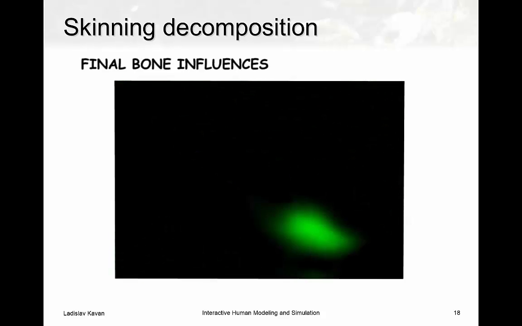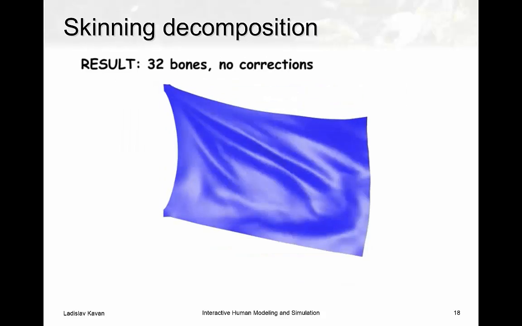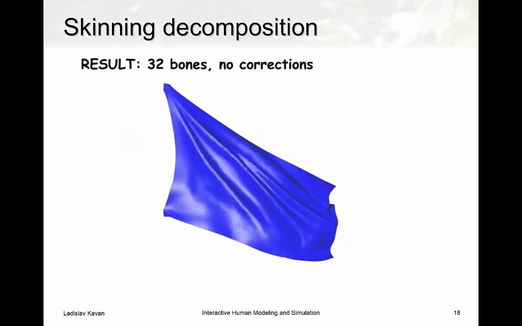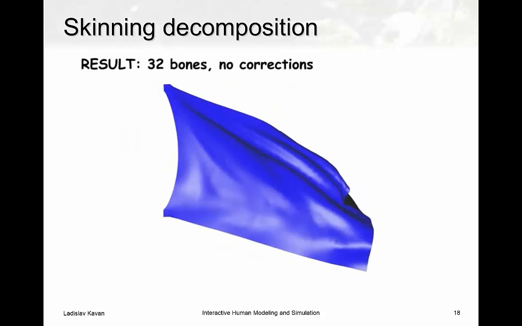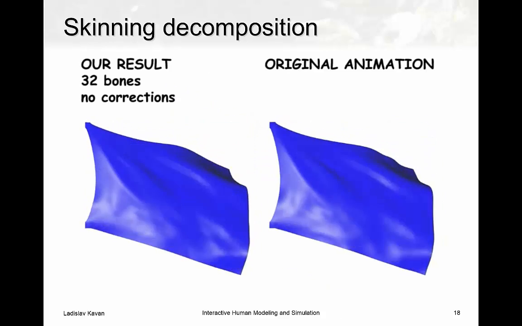And here are the final weights it learned. So you can see an interesting thing. The weights sort of picked up the shape of the wrinkles. And here is the result. What you are looking at is skinning with 32 bones and carefully optimizing bone transformations and weights.